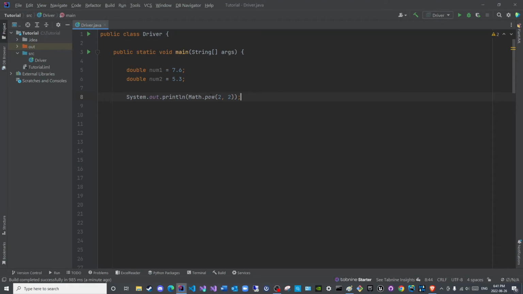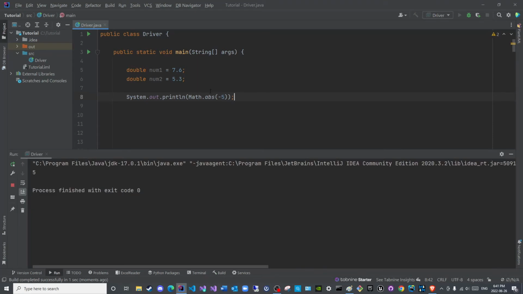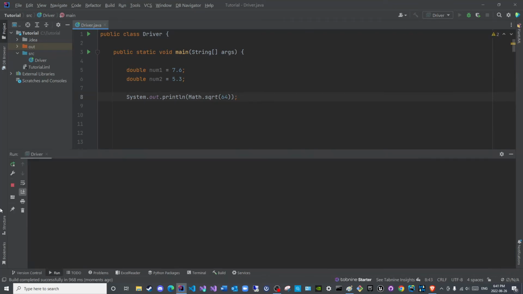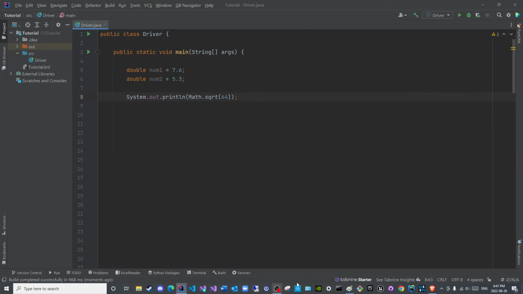What else do they normally have? Abs. So the absolute, and let us say -5. So this should be 5 because it is the absolute value. It removes the negative. The square root of 64, so this should be 8. There you have it.